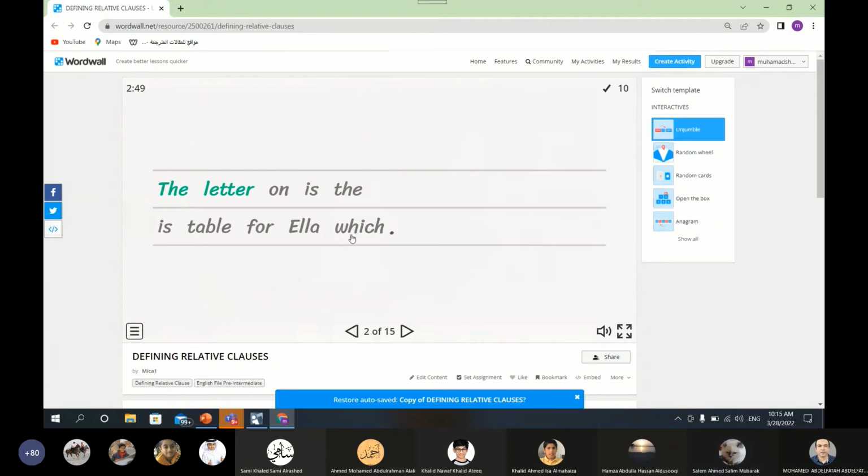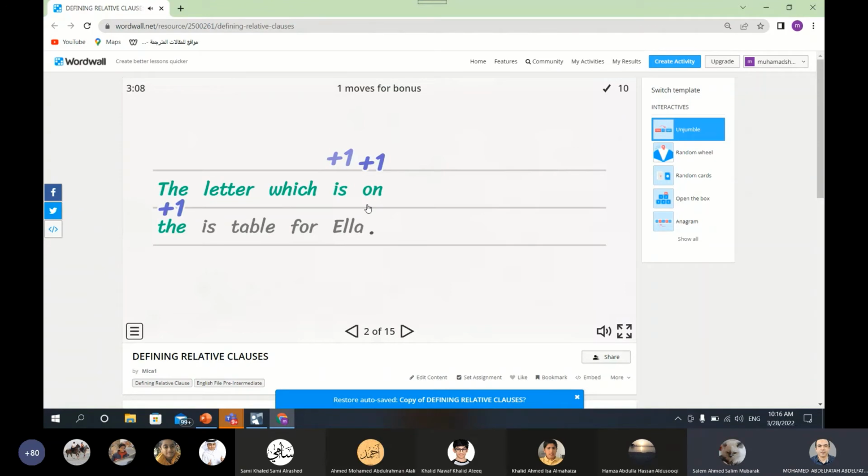The letter, which is on the table. Yeah, so the sentence is complete by itself. The letter which is on the table is for Ella.